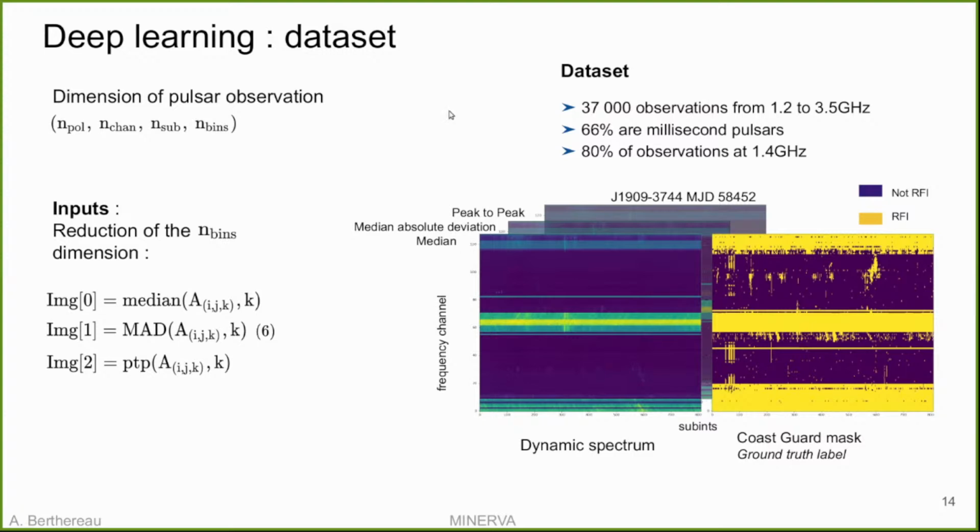Our dataset is composed of 37,000 observations from 1.2 to 3.5 gigahertz. 60% of it are millisecond pulsar observations, and almost 80% are observations at 1.4 gigahertz.